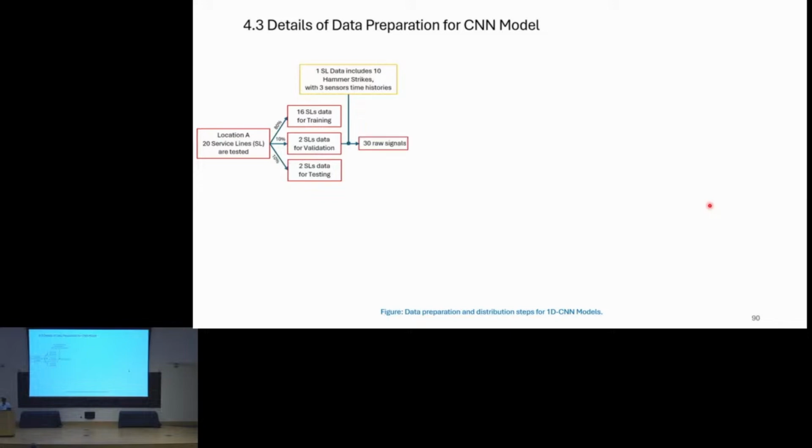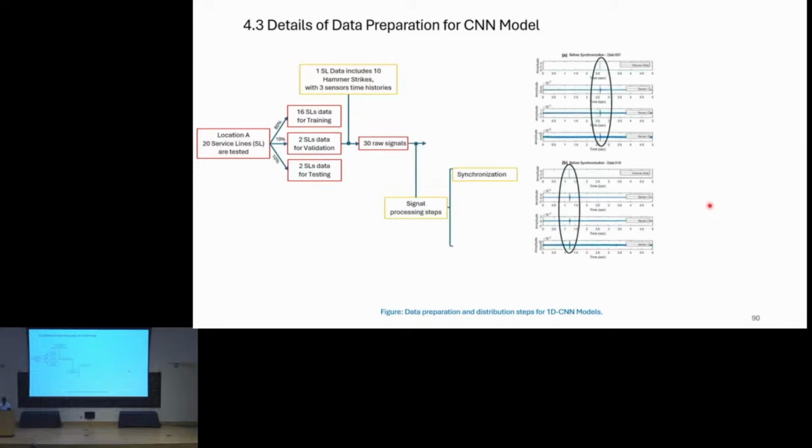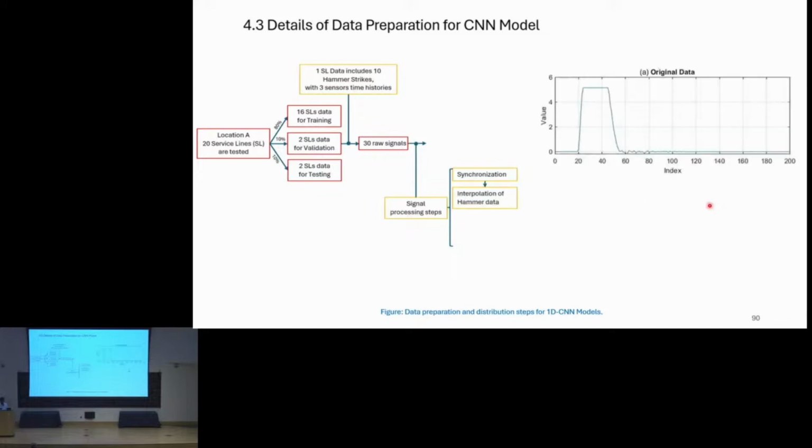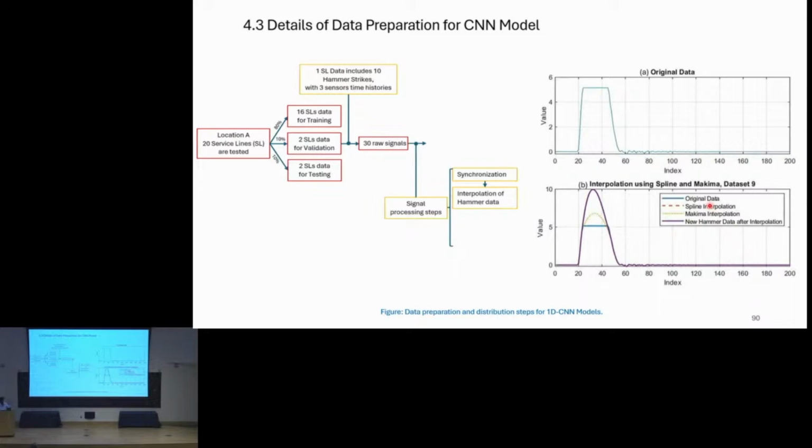Then we did some signal processing before feeding this data into our CNN model. The signal processing steps include synchronization of data. If you look at this figure, we recorded the data with a 5 second time window, but they are not synchronized. So first we synchronized all of the data. Then our hammer data has a limitation: it can capture up to 5 volts. But in some cases, the soil depth is high, you have to hit harder, and then it overranges. So we did interpolation to get the whole shape of our hammer data.